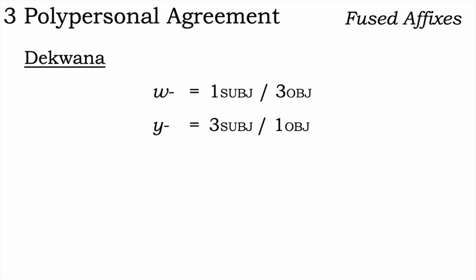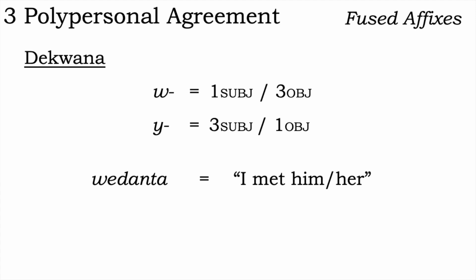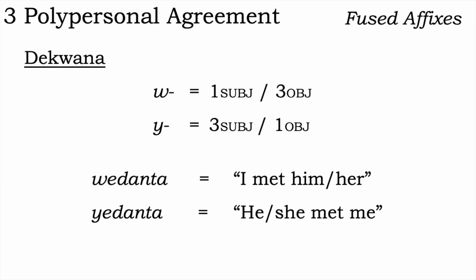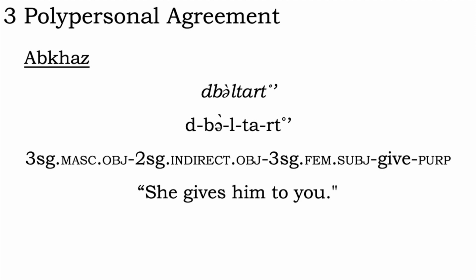For another example, consider the Caravan language Dekwana, where w indicates a first-person subject and third-person object, while y indicates a third-person subject and first-person object. Thus, contrast Wedanta, I met him or her, with Yedanta, she or he meets me. Finally, note that in many cases, polysynthetic languages can mark more than just two participants on the verb. Some other roles that can be indicated include benefactives, indirect objects, and so on, like in the Abkhaz word dbeltart.